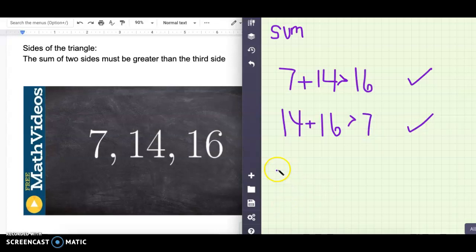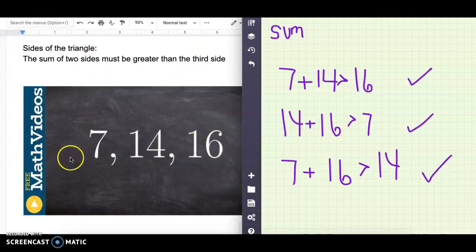Then there's one more combination. We have 14 twice. We need 7 and 16. So we need to write down each one twice there. So 7 plus 16, is that greater than our third number, which is 14? And that answer is also yes. So these three sides will make a triangle because all of the combinations, the sum of two sides is always greater than a third side.